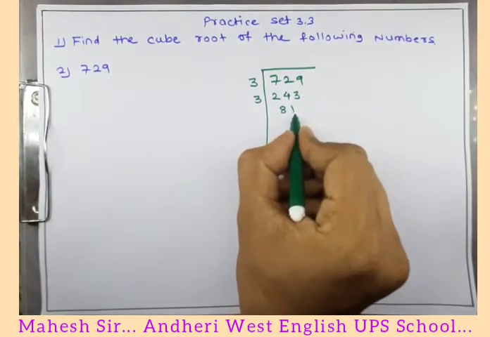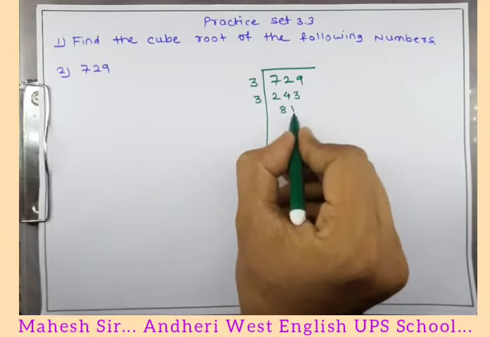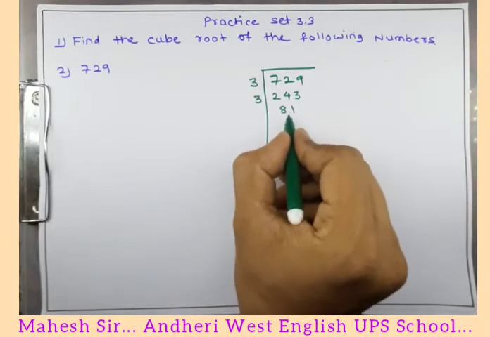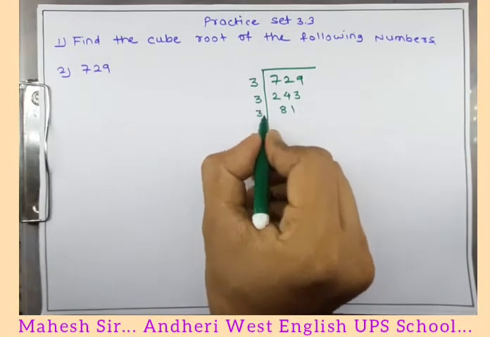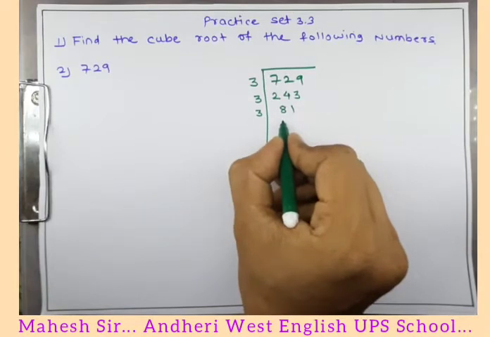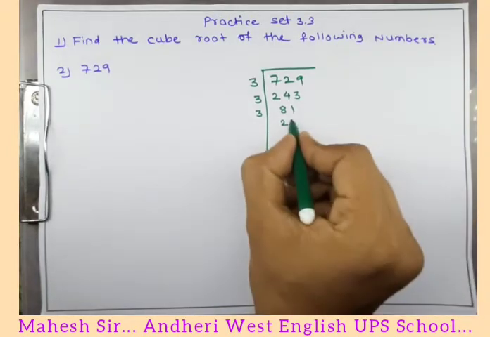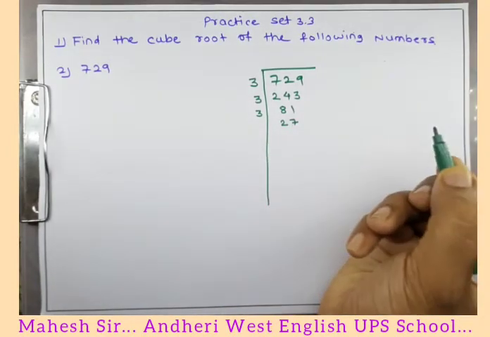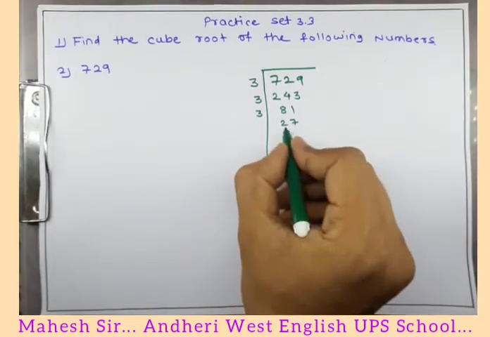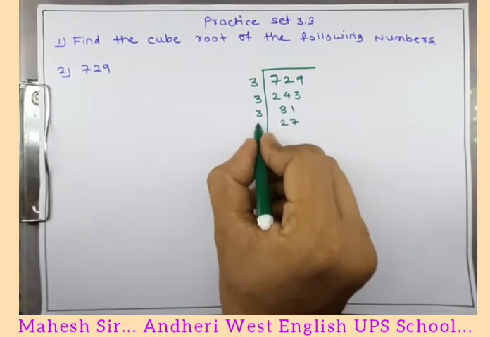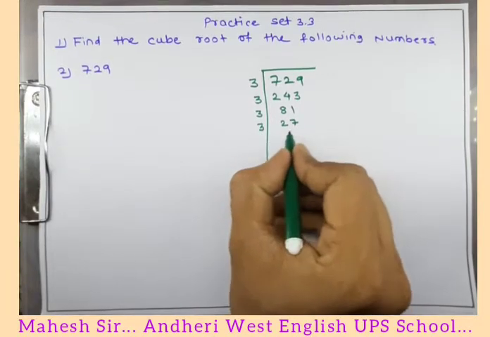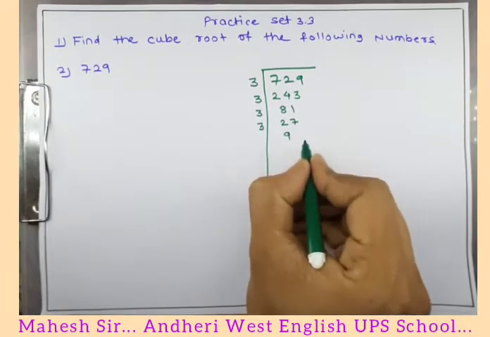Again 1 is at the units place, so it is not divisible by 2. So we will check for 3. 8 plus 1 is 9. 9 comes in the table of 3, therefore it is divisible by 3. So 3 2s are 6, 3 7s are 21, 27 is our answer. So again it is divisible by 3. So 3 1s are 3, 3 9s are 27.